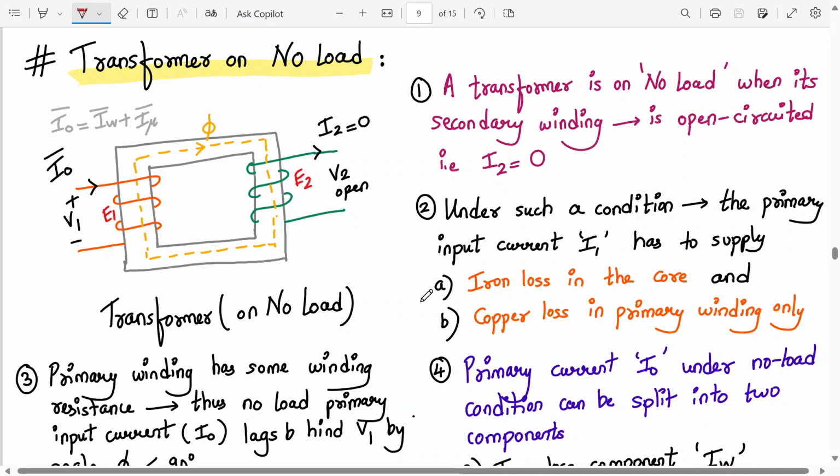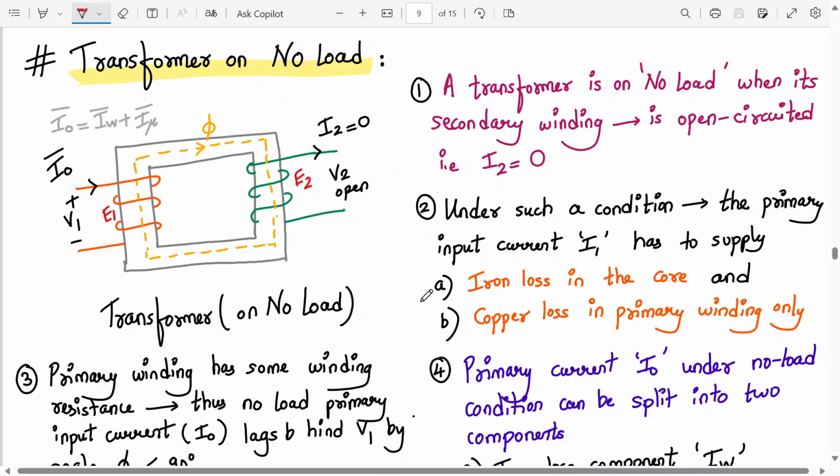So in the exam, they ask you the phasor diagram, draw the phasor diagram of a transformer in one particular condition, on load, no load, or full load. So we are going to study the topic of transformer on no load. Transformer on no load. Can I start with the discussion?